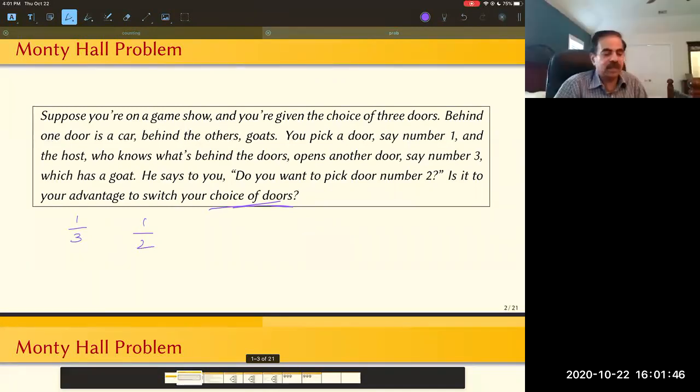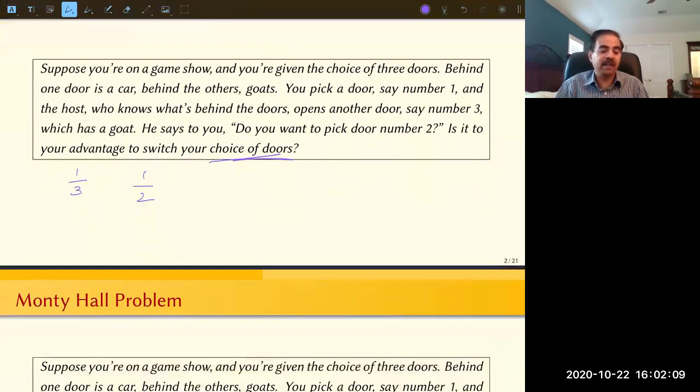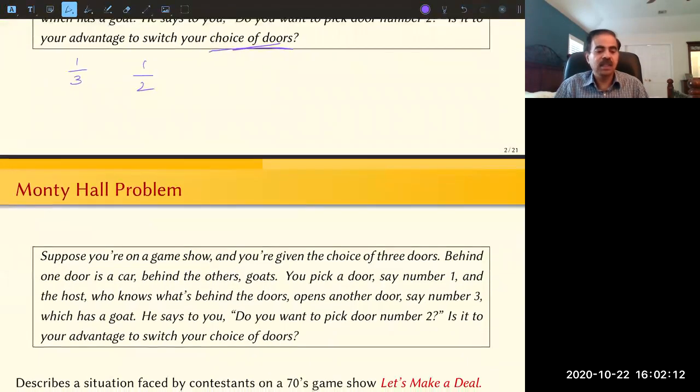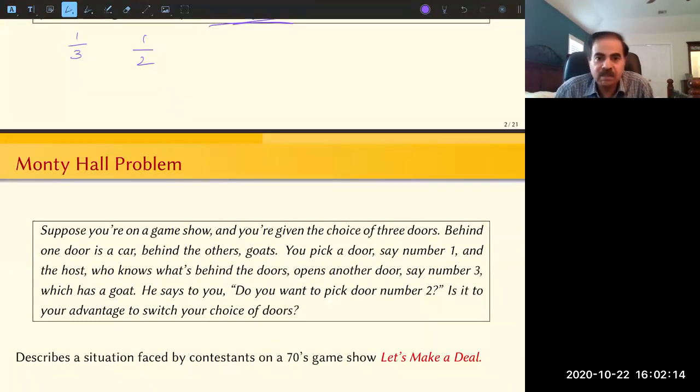Okay, so you're trying to give the sort of reasoning behind why it might be a better choice to switch. That certainly makes sense. But if you ask anybody, they would say, I'm not convinced, right? So the goal here is to analyze it systematically so that at the end, we will all be convinced of the right answer, whatever it is.